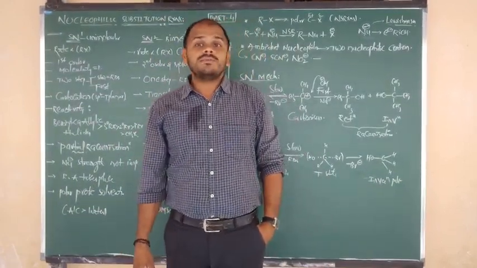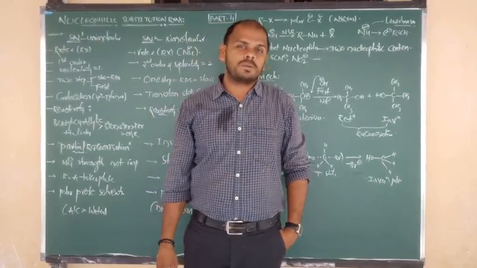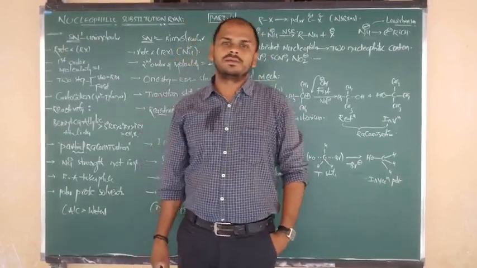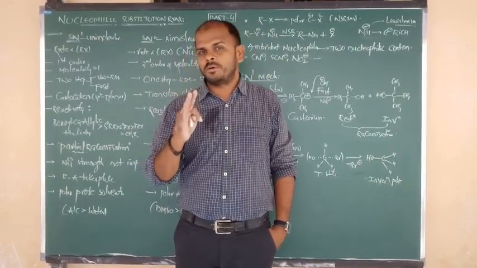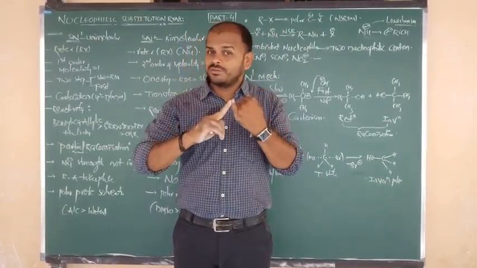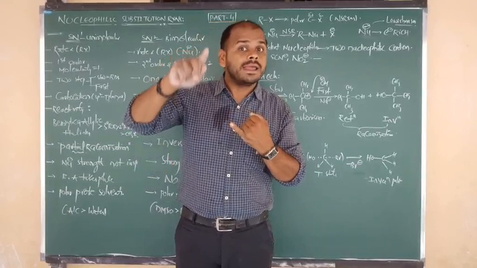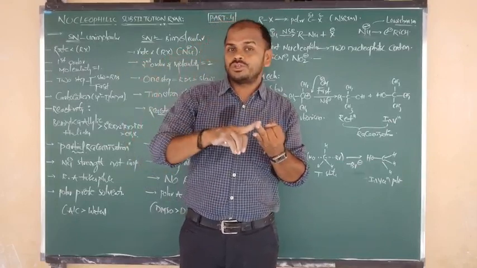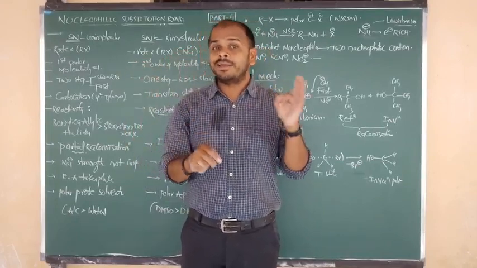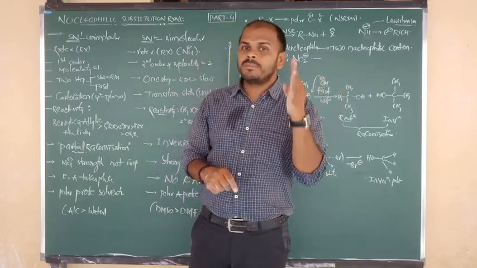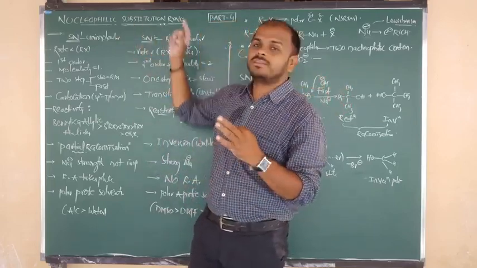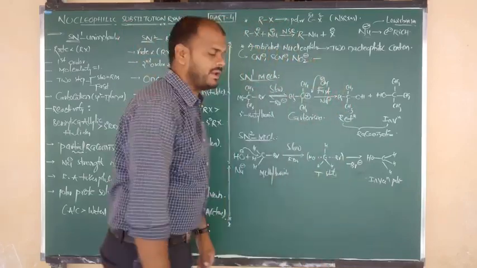In the last class we saw the chemical properties of haloalkanes. I told you haloalkanes mainly exhibit three types of chemical properties. Number one, reaction with metals, including Grignard reagents, which we have also studied. Number two, beta elimination and dehydrohalogenation reactions, that is also over. Next, number three is nucleophilic substitution reactions.